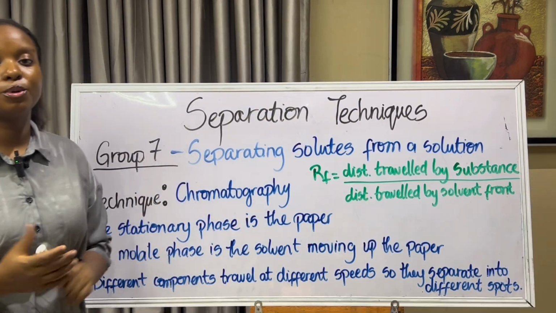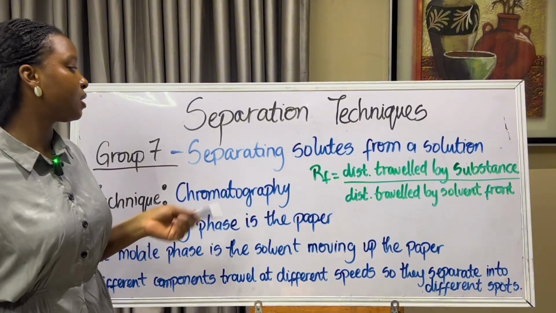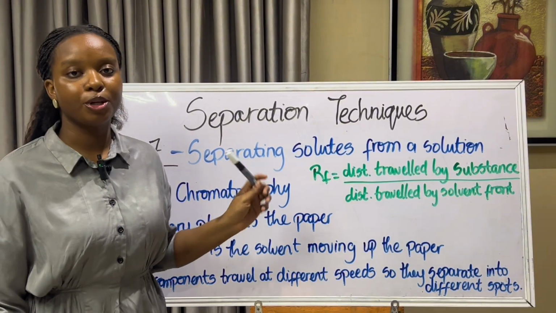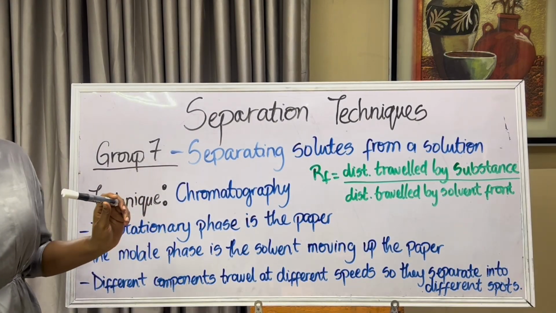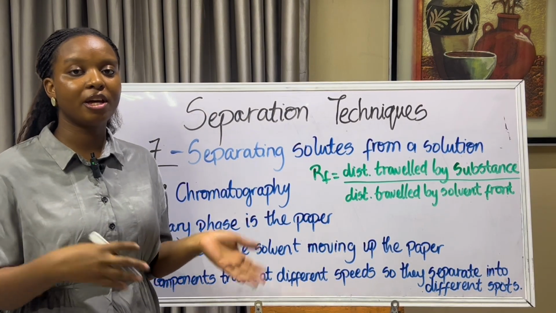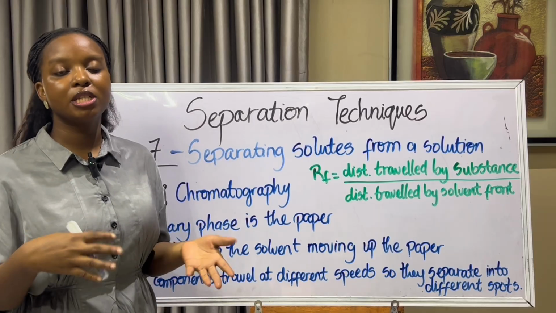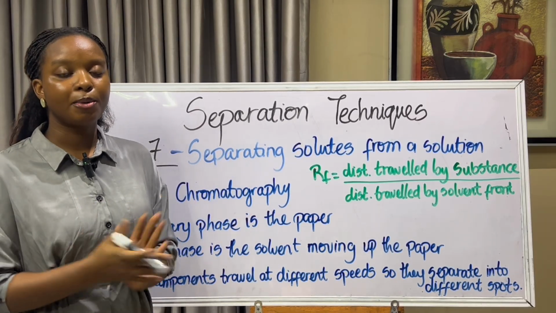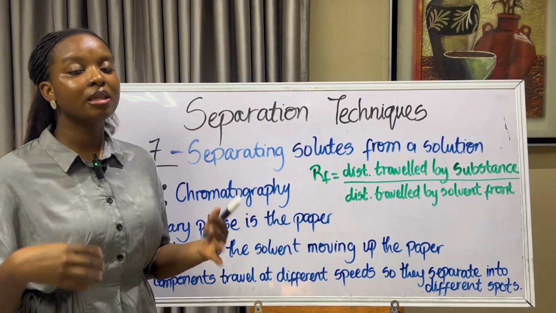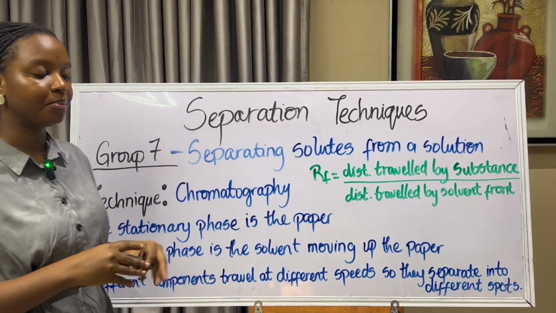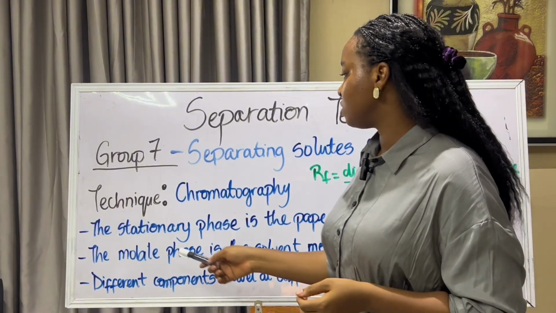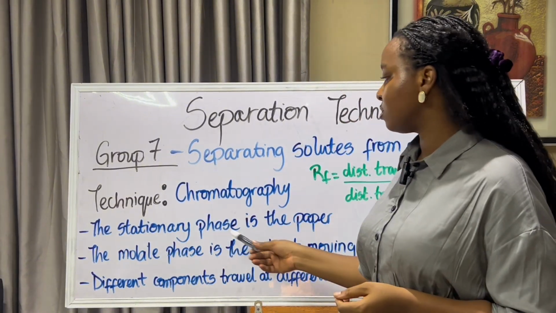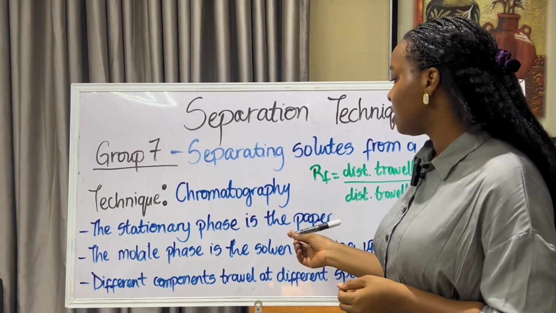The last group that we're going to be looking at is group 7, which involves the separating of solutes from a solution. And the technique used in this group is chromatography. Now there's gas chromatography and there's paper chromatography, but for this level we're just going to be dealing with the paper chromatography, specifically the ascending paper chromatography. So this works by getting a chromatographic strip, which is the stationary phase. Like we see here, the stationary phase is the paper.